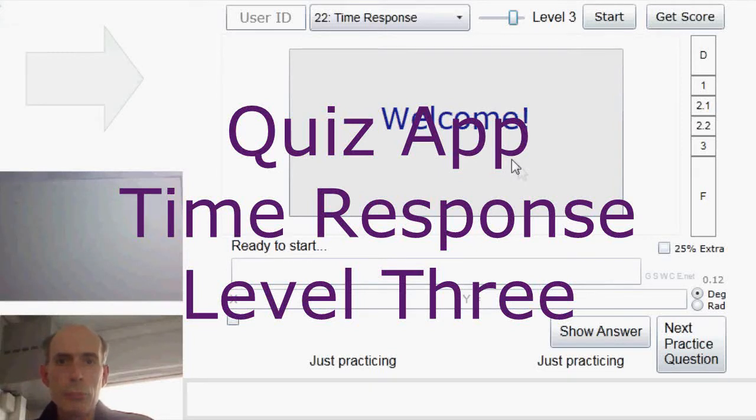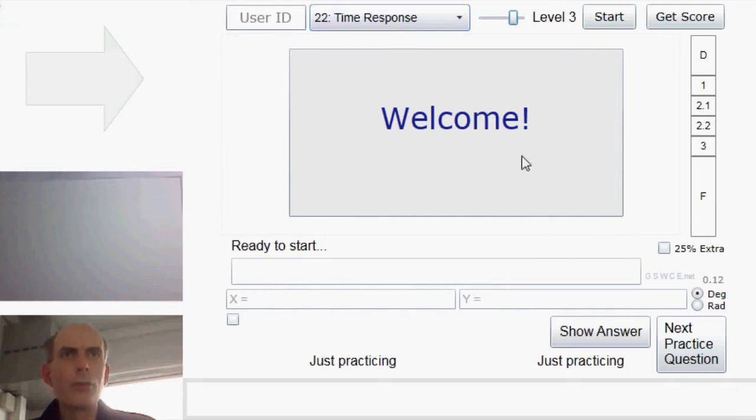Hello, this time I'm going to have a look at some level 3 problems in the time response category, so a bit harder than the ones that I've looked at before. First question.